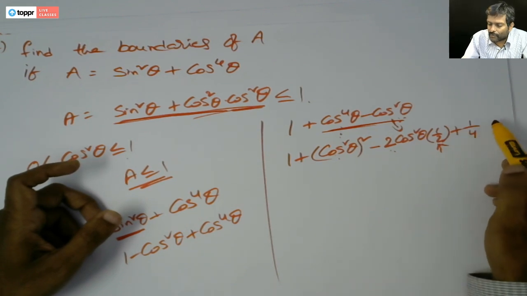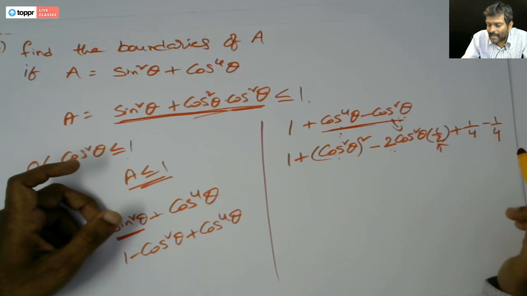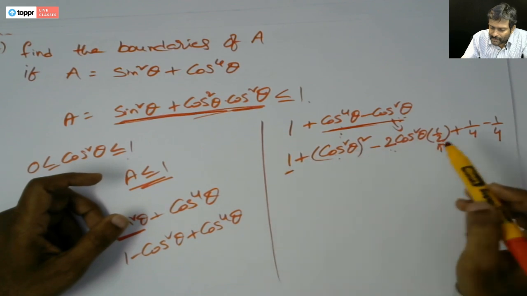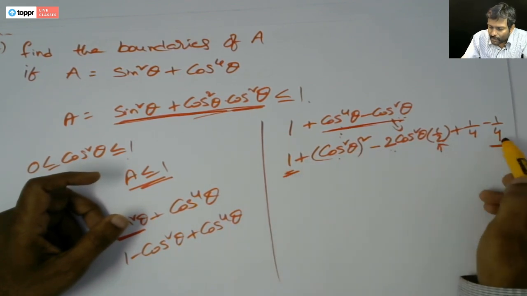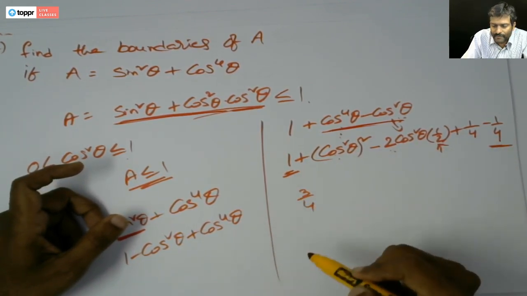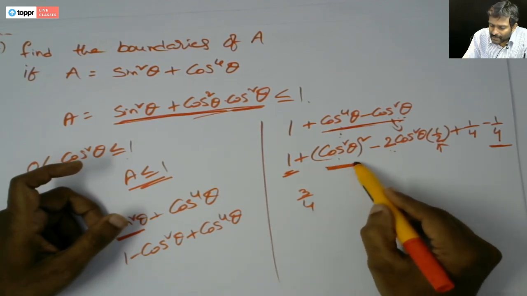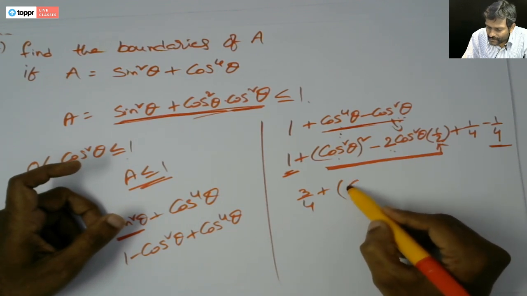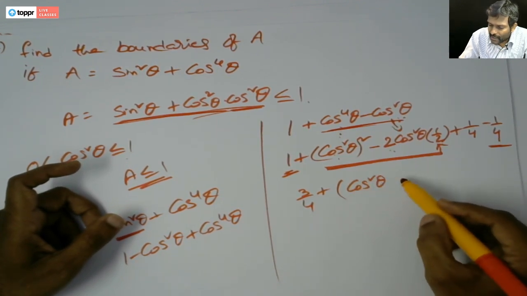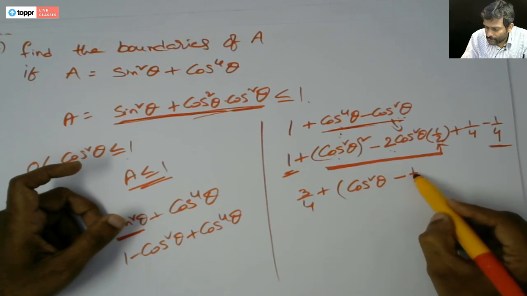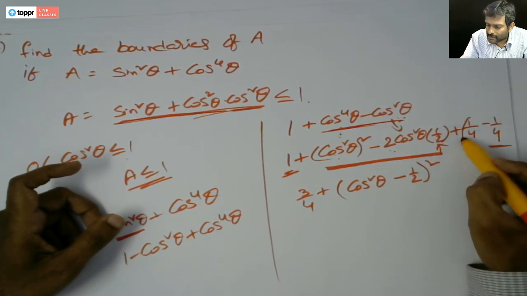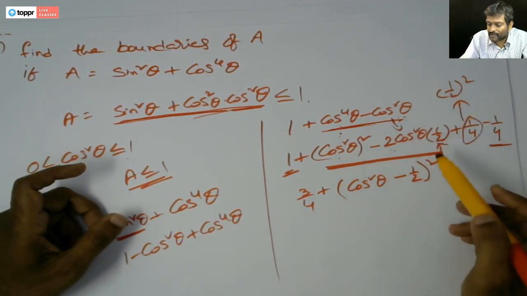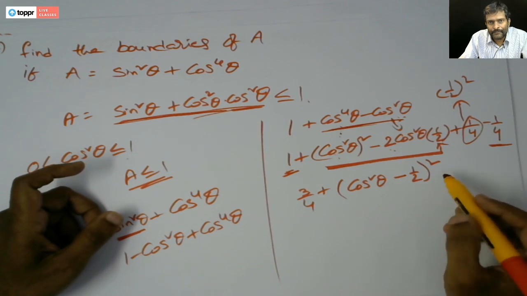If I add 1 by 4, I cannot simply do that because it will change my value. I have to subtract it at the same time, right? So now let us use these two numbers and simplify. 1 minus 1 by 4 will be equal to 3 by 4, right? Then this entire thing can be written as plus cos square theta minus 1 by 2 whole square, because this can be written as 1 by 2 whole square. Now a square minus 2ab plus b square, so I can write it this way, right?